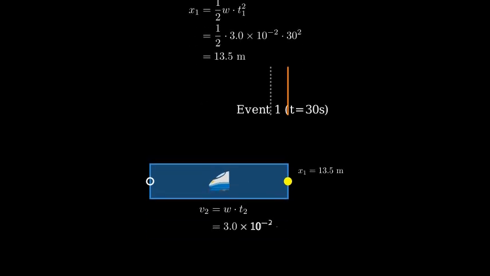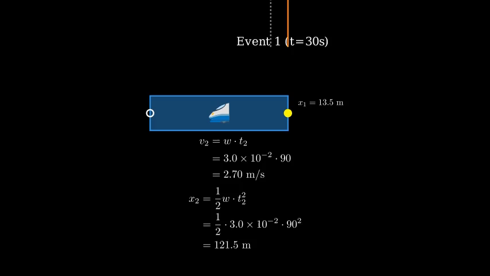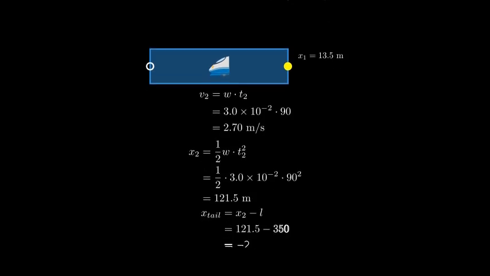The velocity at t equals 90 seconds is 2.7 meters per second, and the position of the front of the train is 121.5 meters. Since the tail light is at the rear end of the train, we need to subtract the train's length. So the rear position is 121.5 minus 350, which equals negative 228.5 meters.